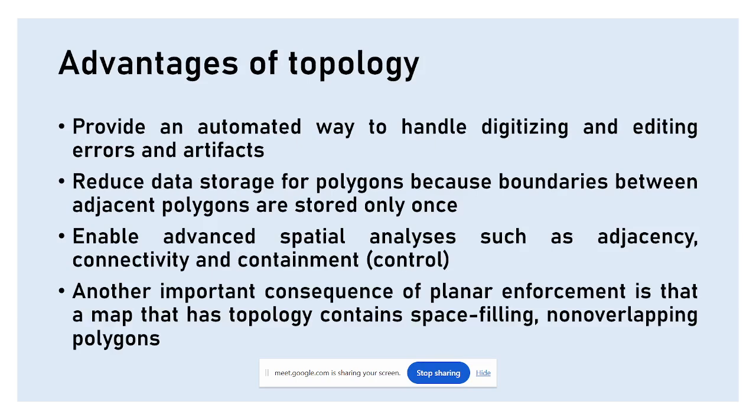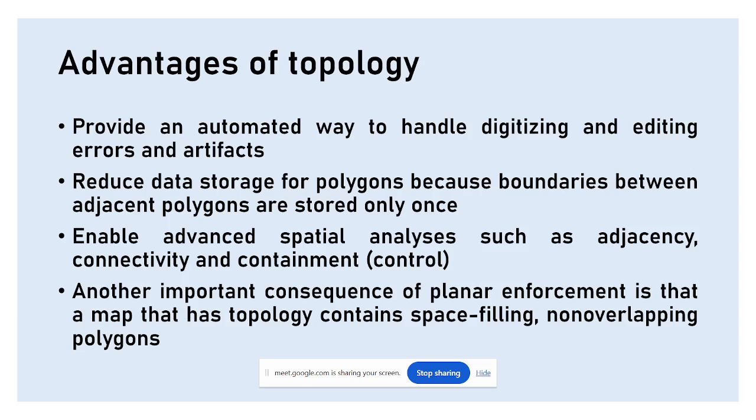Then it will reduce data storage for polygons, because boundaries between adjacent polygons are stored only once. That's what I was saying. If you don't have this topology, then it will be stored twice, which means your data storage will be more. So instead of that much data storage requirement, here it will reduce the data storage, because that boundary will be stored only once.